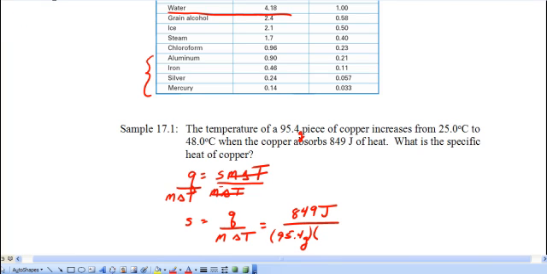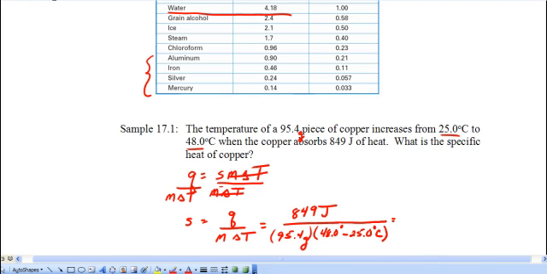And the change in temperature, well, any change in temperature is going to be the final minus the initial temperatures. So the final temperature was 48 degrees Celsius. The initial temperature was 25 degrees Celsius. Notice none of the units have divided out. That'll be something we'll address in just a second.